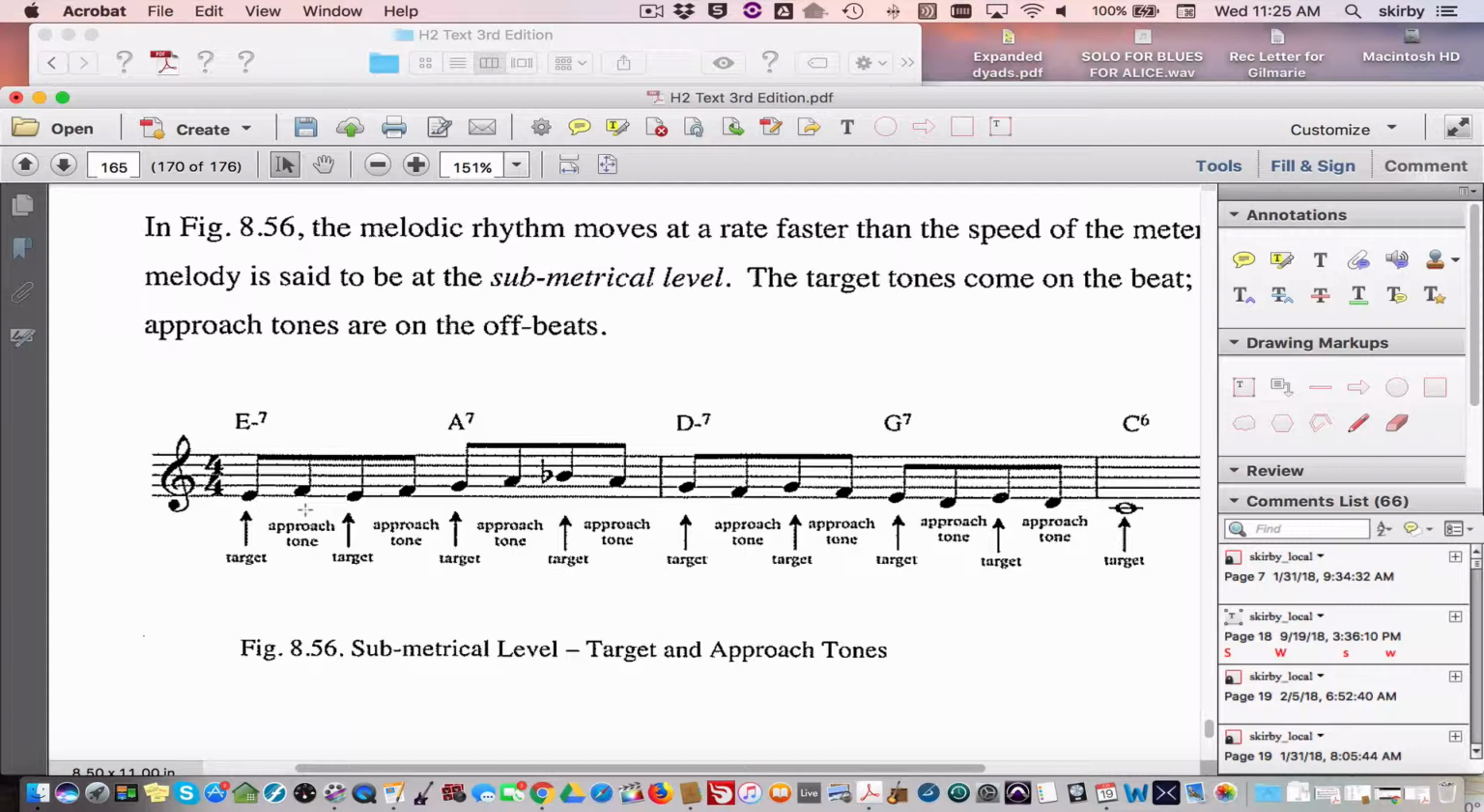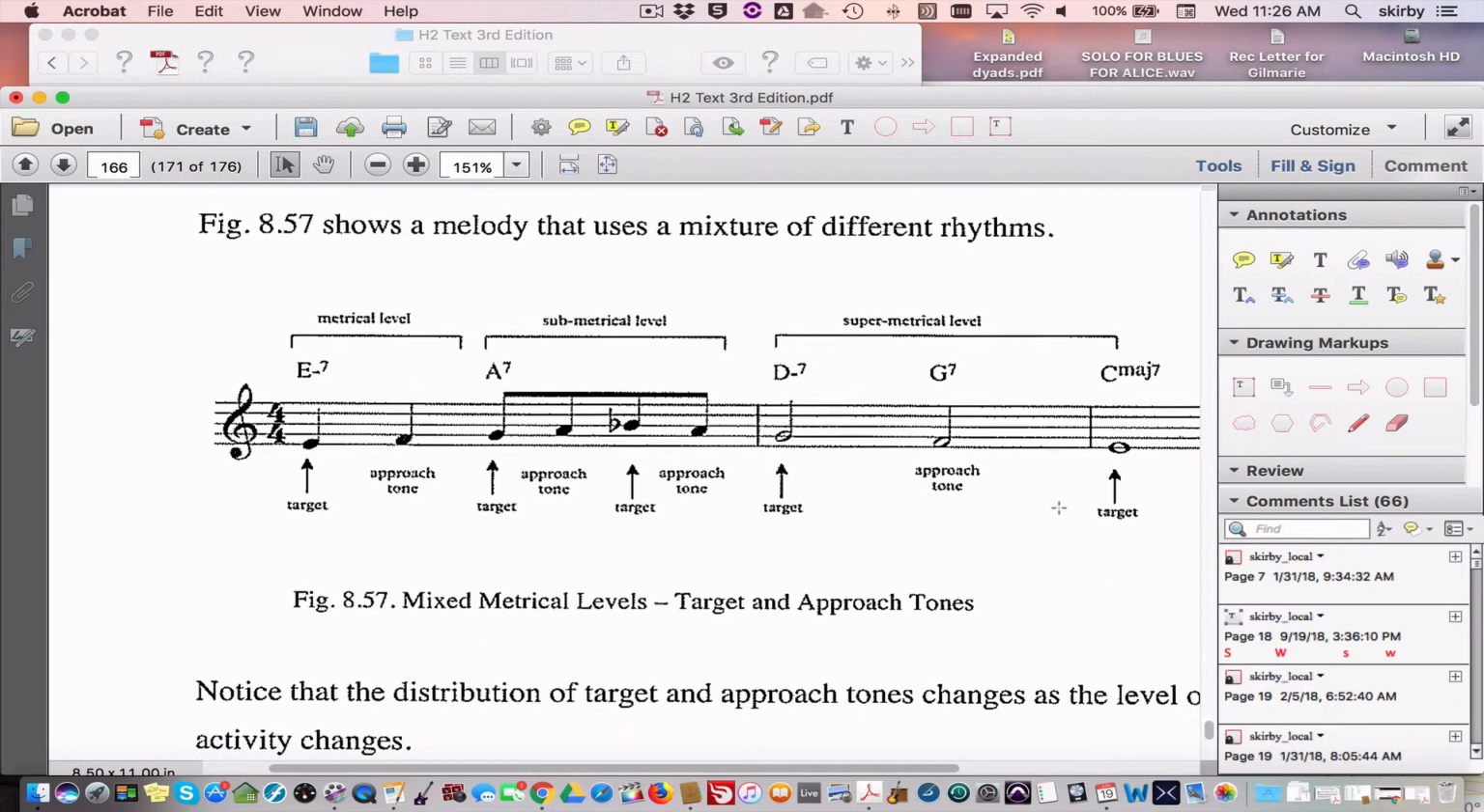What kind of approach note? This happens to be something called an upper neighbor. That's a passing tone. That's a passing tone. That's a passing tone. Lower neighbor, passing tone. Lower neighbor, passing tone.